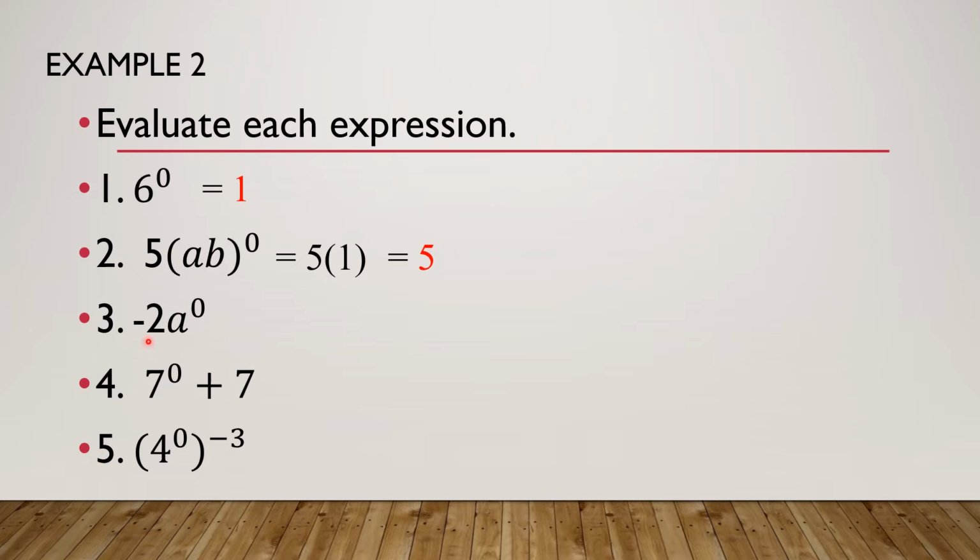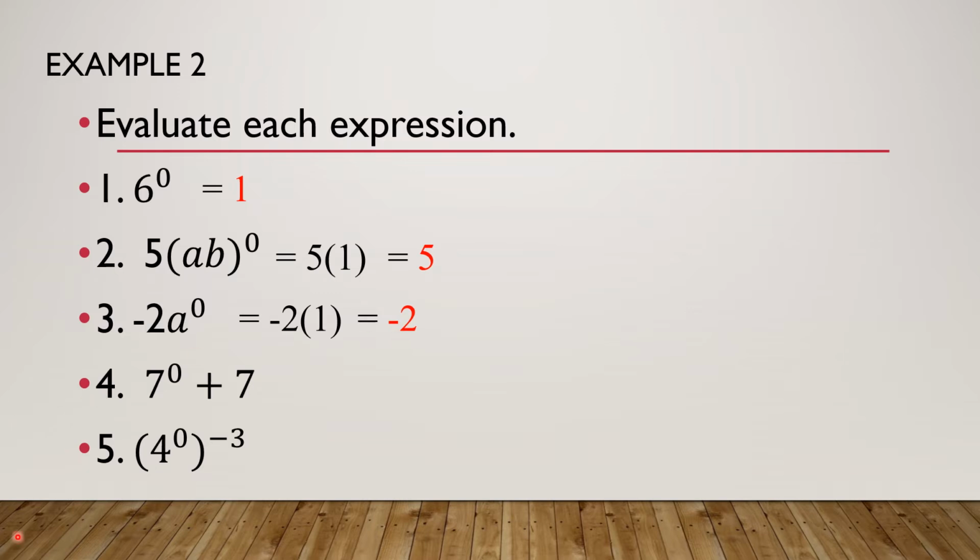How about number 3? Negative 2A raised to 0. Since the exponent of negative 2 is 1, so therefore, it is negative 2, copy, then A raised to 0 is equal to 1, then multiply negative 2 times 1 is equal to negative 2. Ang pagkakaiba po dito, A lamang po ang may exponent na 0, kaya po hindi siya magiging equal to 1. Kasi po, ang exponent ng negative 2 is 1. So, negative 2 times 1 equals negative 2.